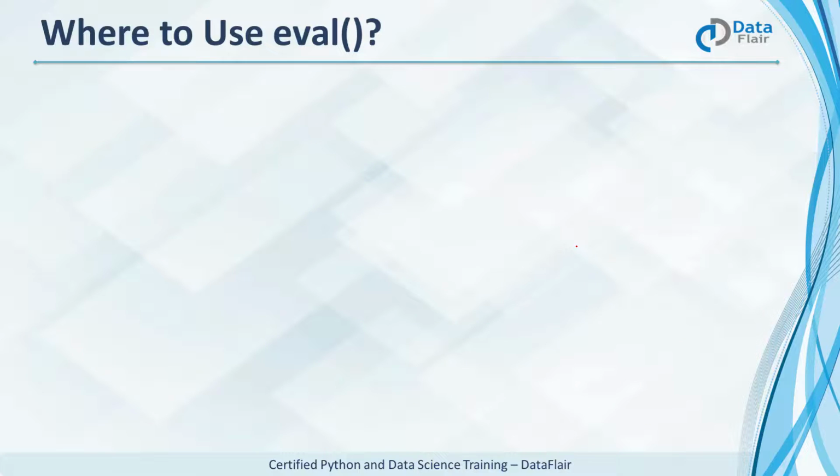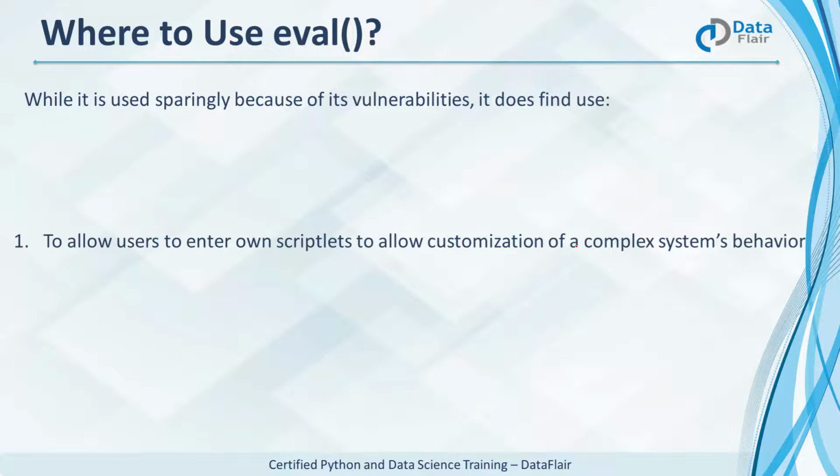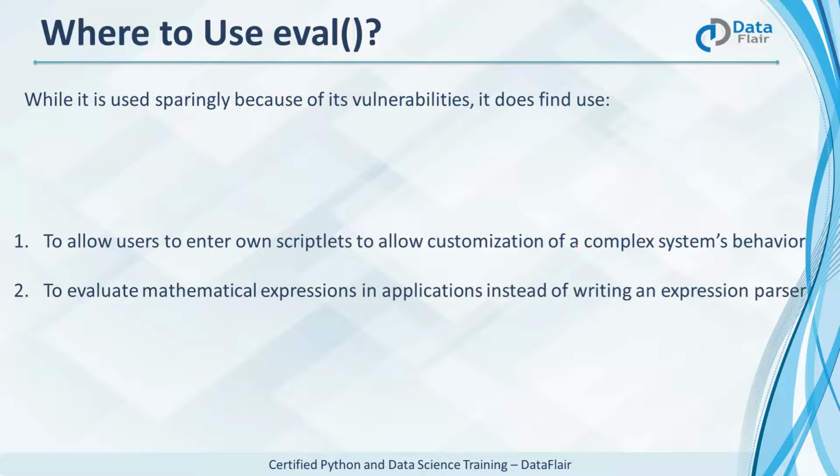And where do we use this? Although we often refrain from using this unless we really need it, it finds use in the following ways. To allow users to create their own scriptlets, this lets the user customize system behavior and helps provide better user experience. Eval also lets us evaluate mathematical expressions and applications. This evades the need for writing an expression parser.